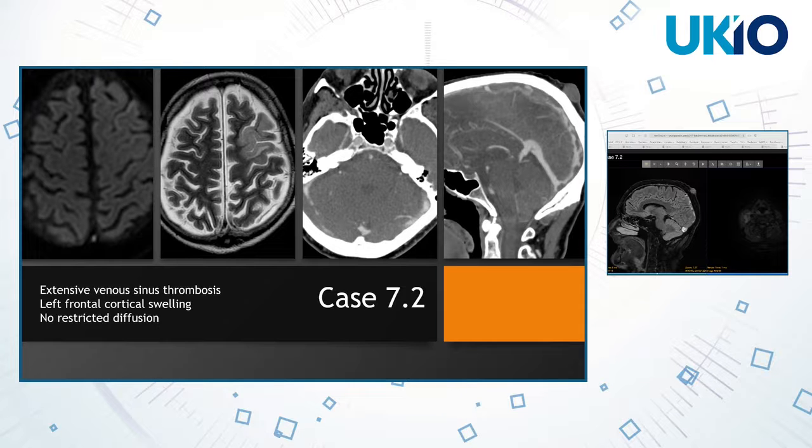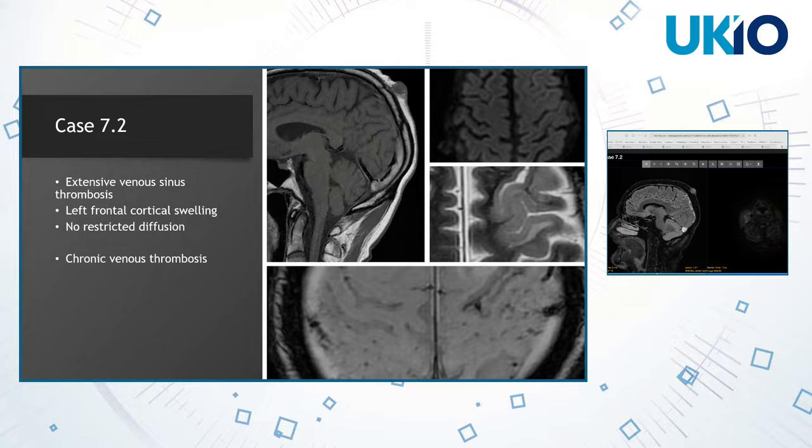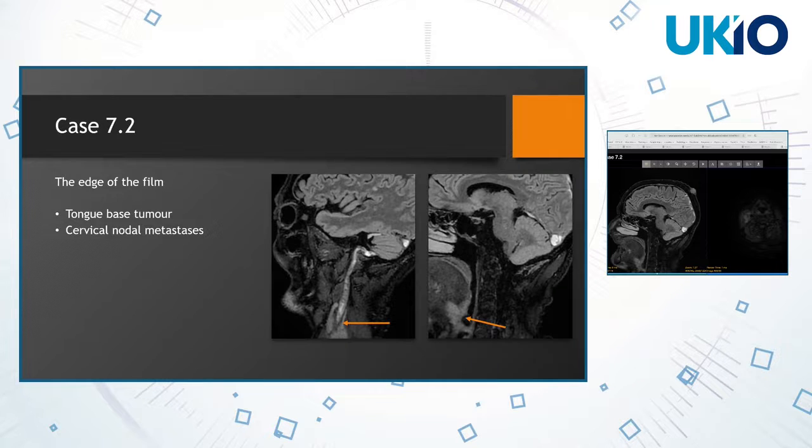Okay, so we had both extensive venous sinus thrombosis and this left frontal cortical swelling that I mentioned earlier, and you could see the thrombosis on the CTV. Notice also on the CTV that the filling defect is not a big, smooth filling defect, but has lots of areas that have recanalized. So again, points towards a chronic change. On the susceptibility weighted imaging, you could see some changes in the cortical veins, which are the hypointense areas that we're seeing at the edges of the lower image. But at the edge of the film was a tongue-based tumor and the cervical nodal metastases.